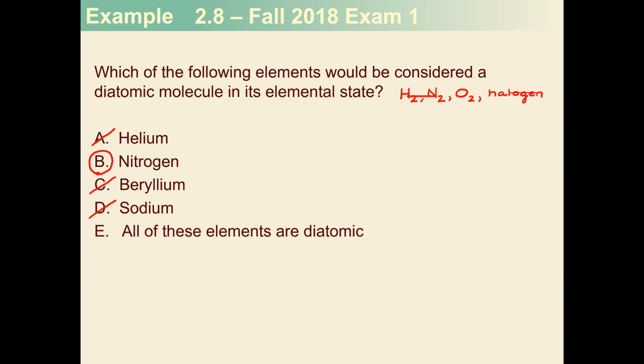And seeing that we have at least one incorrect answer, E cannot be a choice. So B is the correct answer. As you're starting to go through and look at the periodic tables, you will become more familiar and more confident in remembering the diatomic atoms that make up their elemental state.